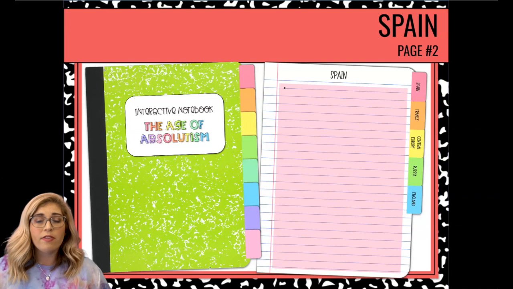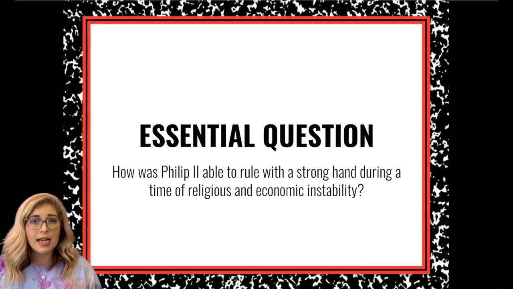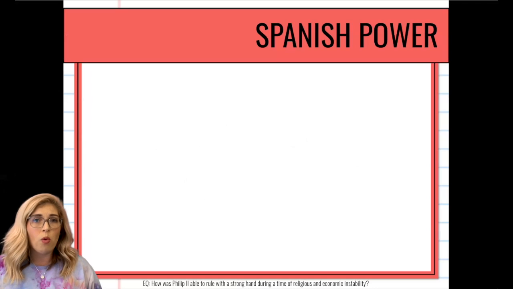All right, let's go ahead and dive in. We're on page 2 of your interactive notebook. And again, we're talking about the age of absolutism, and we're going to look at Spain as our first example. So let's get started with our essential question. Today's essential question states, how was Philip II able to rule with a strong hand during a time of religious and economic instability?